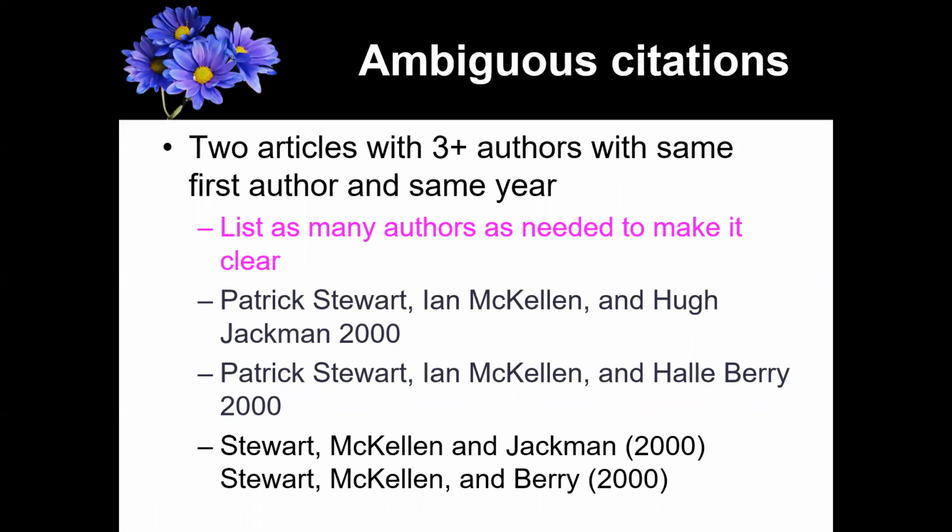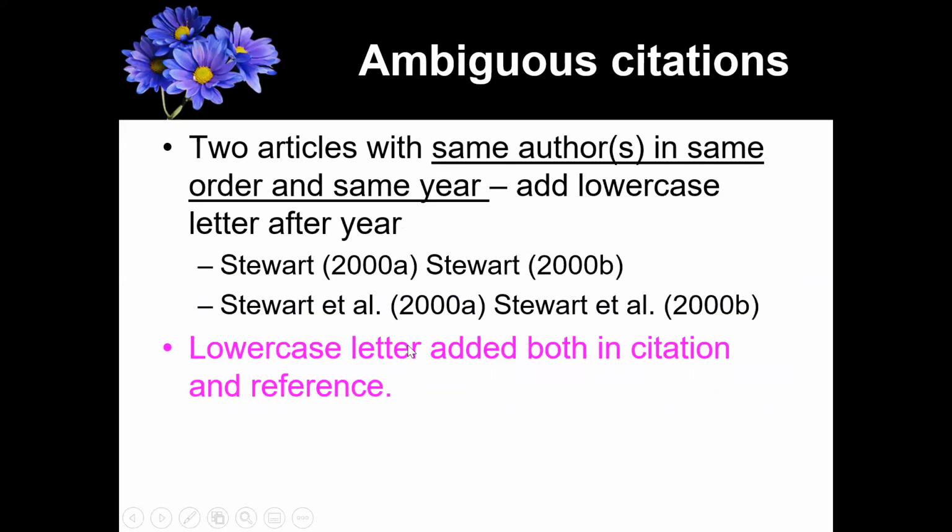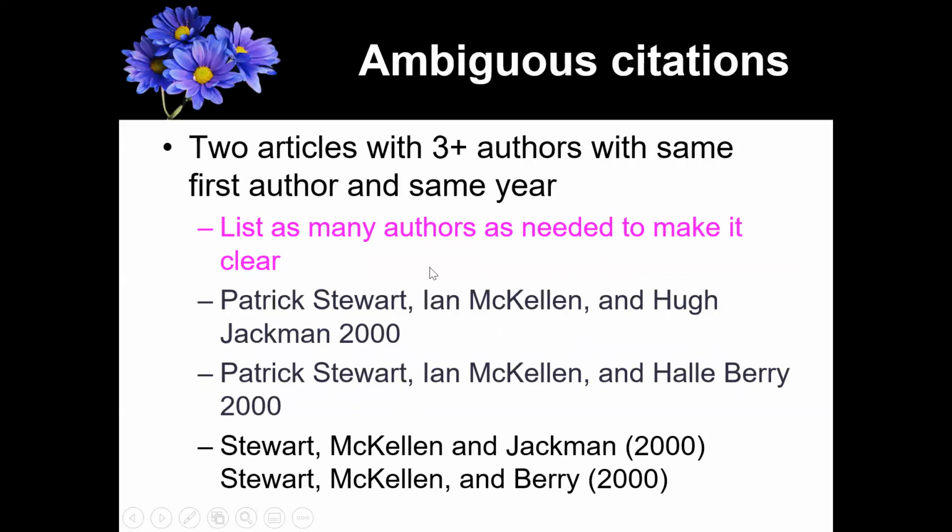Okay, so here's the only exception. If you do happen to have multiple papers that an et al. would make look too similar. So for example, let's say you had this paper with Patrick Stewart, Ian McKellen, and Hugh Jackman. Then you had this one, Patrick Stewart, Ian McKellen, and Halle Berry. This is different from the previous example because this one has different authors, but the problem is that both of them should be et al. So that would make it ambiguous as to who you're talking about.